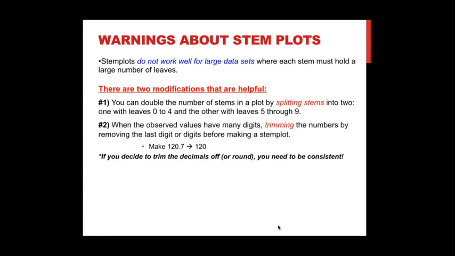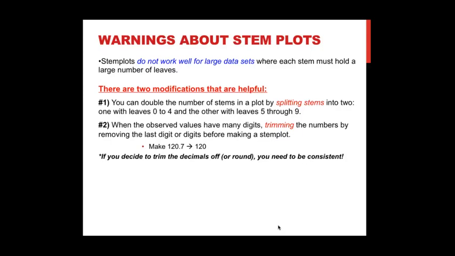Now, the second modification that you can do is called trimming. Trimming is a way of just helping manage your data so that if you have a lot of values, a lot of digits within each data value, it's more manageable, meaning less digits to deal with. So for example, I might have a data set with a bunch of decimals, in this case 120.7. If I wanted to trim all the data, I might just chop off all the decimal places.